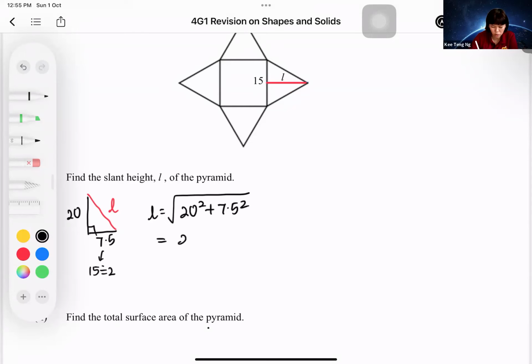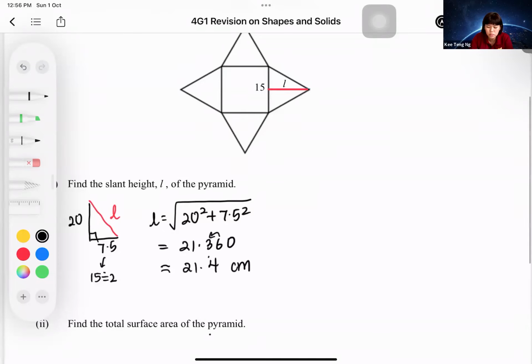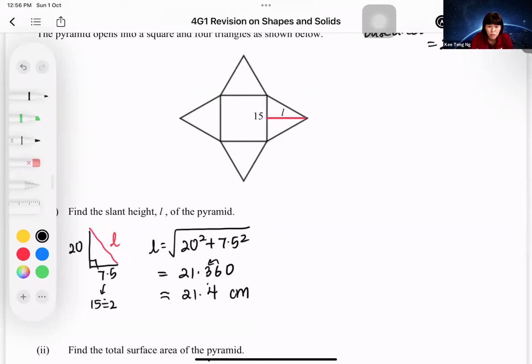Okay, and I get 21.360. Then round off to 3 sig fig, 21.4 cm. Now if I'm going to find the total surface area of the pyramid, the total surface area of the pyramid is made up of the area of the triangles plus the area of the square, right? So now I need to find the area of one triangle.